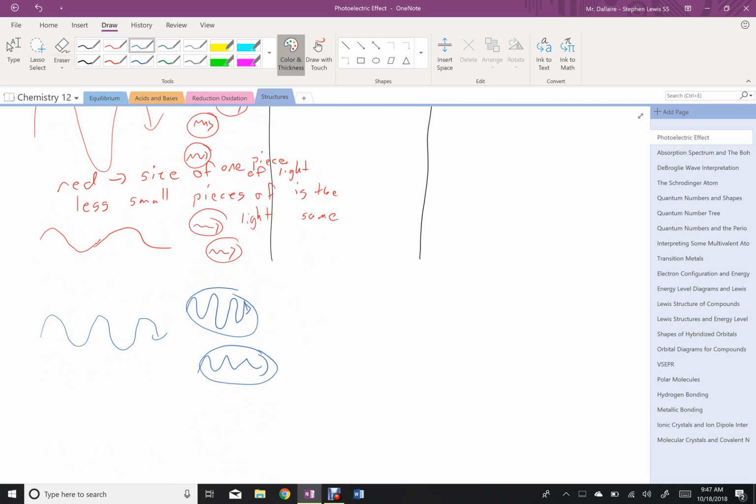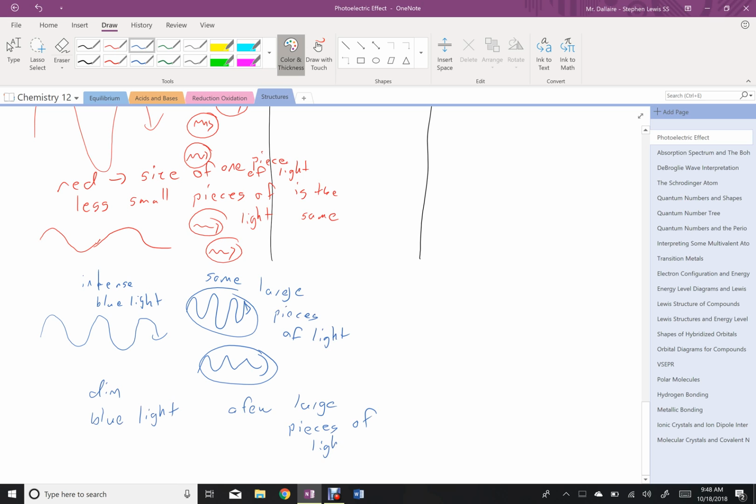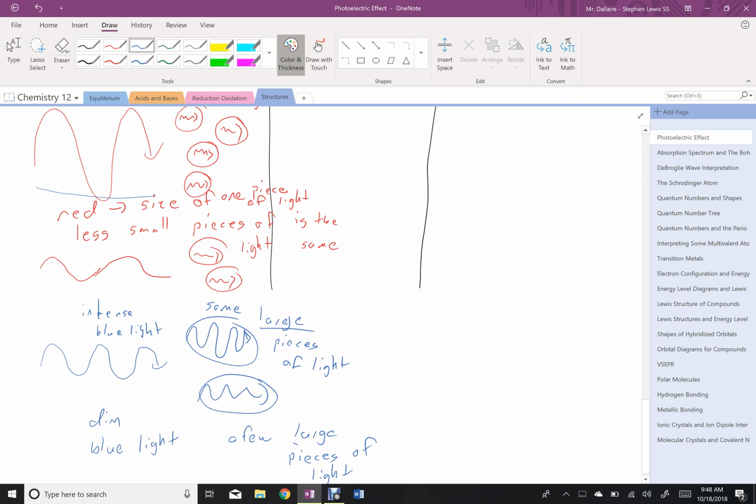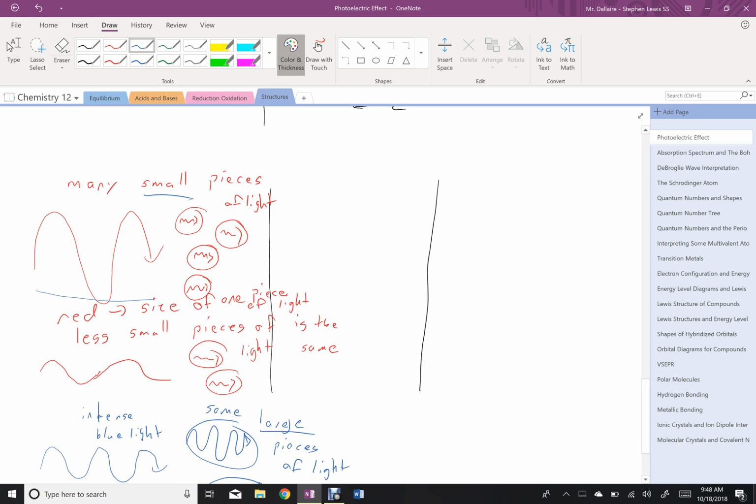Alternately, with the blue light, having intense blue light would be like having some large pieces of light. And having a dim blue light would be like having a few large pieces of light. So it wasn't the intensity that changed the amount of energy in an individual piece of light. It was the color. Blue light always comes in large pieces. Red light always comes in small pieces. And the intensity simply reflects how many of those pieces you have.